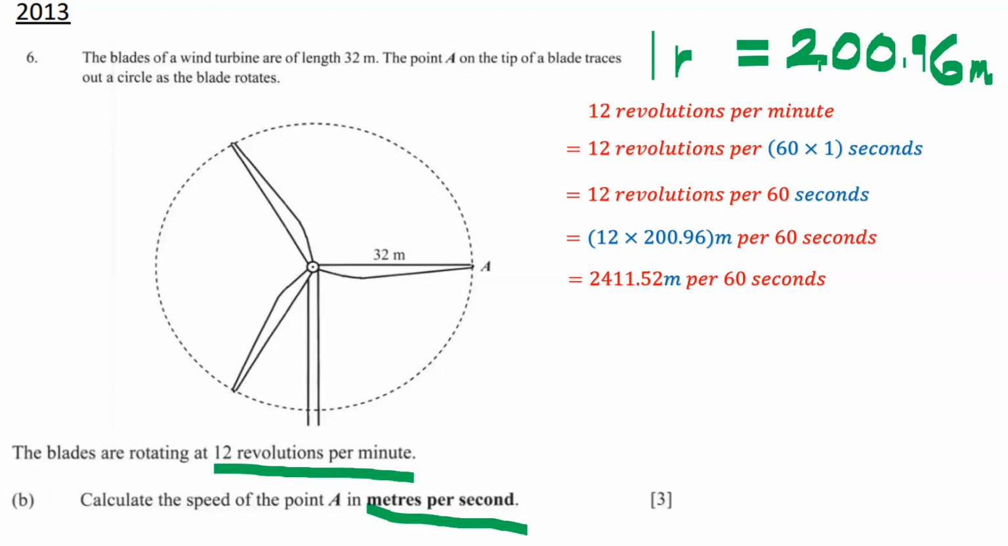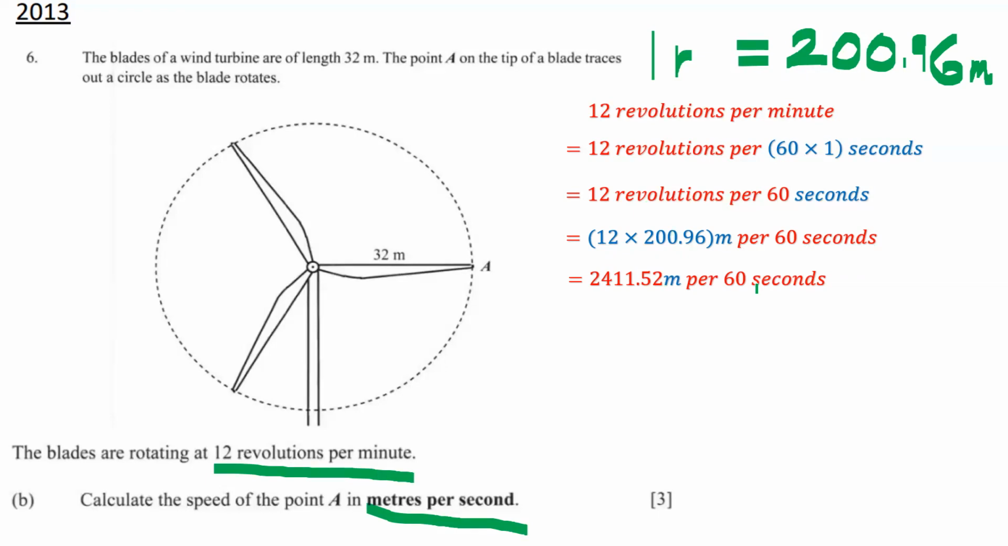Because one revolution carries 200.96 meters, 12 revolutions is going to be 12 times 200.96, and that is 2,411.52 meters. So we know that these blades cover a distance of 2,411.52 meters every 60 seconds.